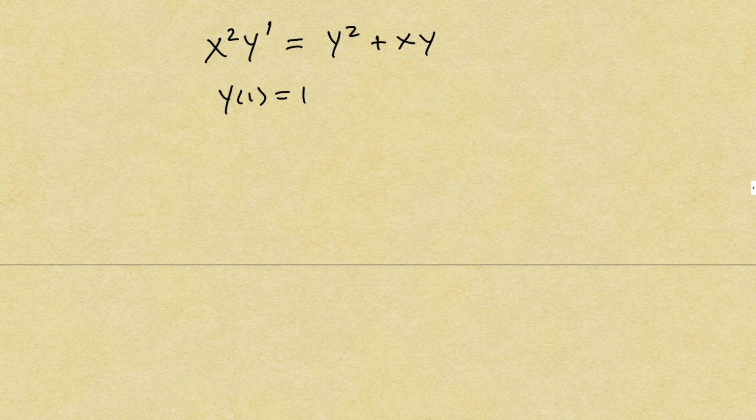Okay, next, is it linear? Is it nonlinear? Well, we see here a y squared term. Therefore, this is nonlinear. Remember, anything other than a first power, so a squared, a cubed, and so on, or a trig function with y, such as a sine of y or cosine of y, or if you have something like a y times a y prime, all nonlinear. Therefore, this is a nonlinear first order differential equation.